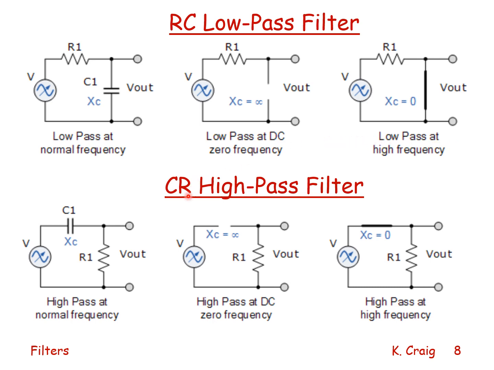For the CR high-pass filter, the high-pass filter at normal frequency looks like this: a capacitor and a resistor with the output voltage measured across the resistor.